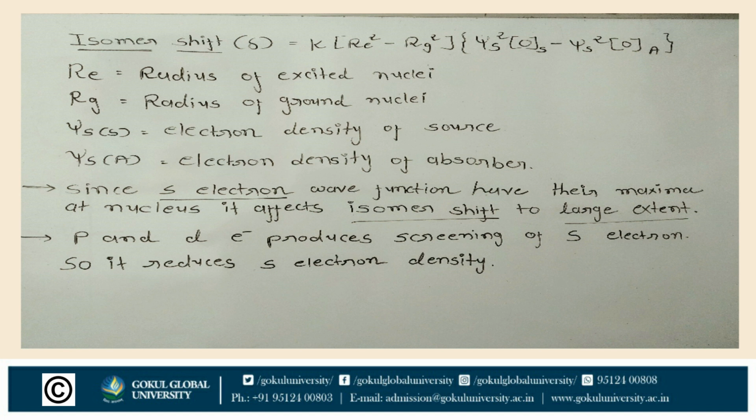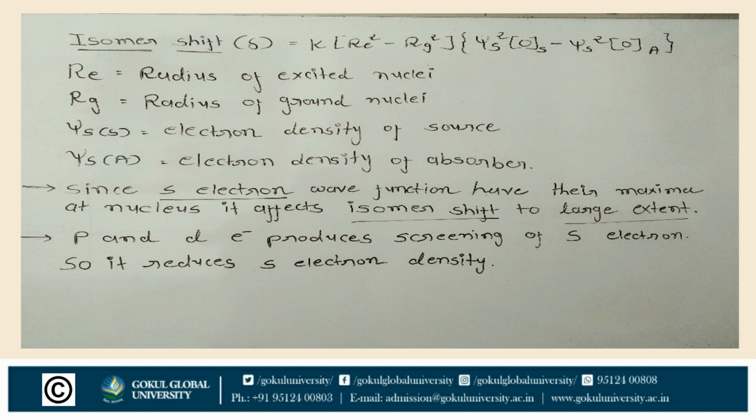The isomer shift delta is given by the formula shown here, where Re is the radius of the excited nucleus, Rg is the radius of the ground-state nucleus, psi s is the s electron density of the source, and psi sa is the s electron density of the absorber. Here S stands for source and A stands for absorber.